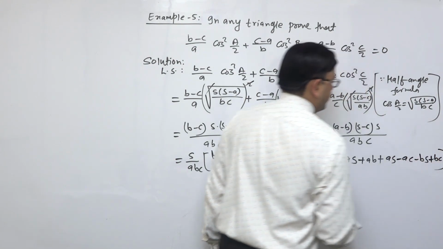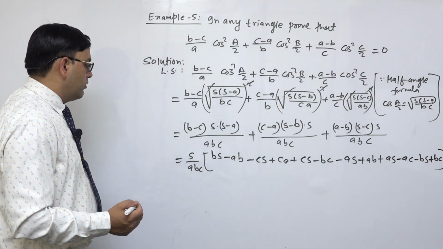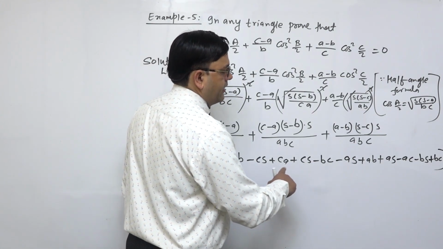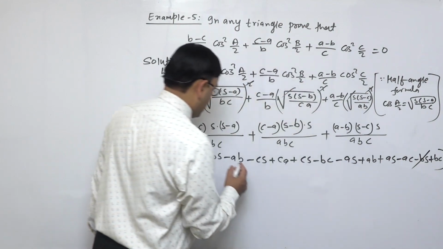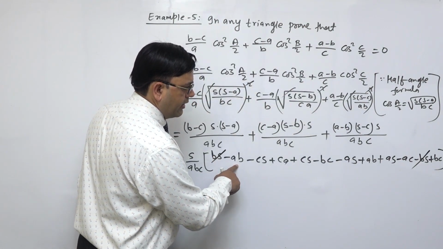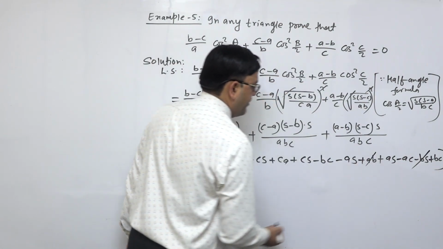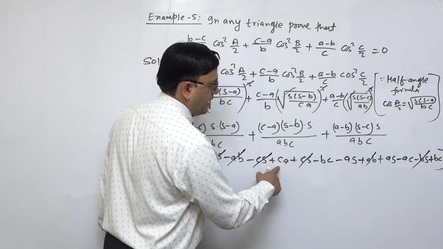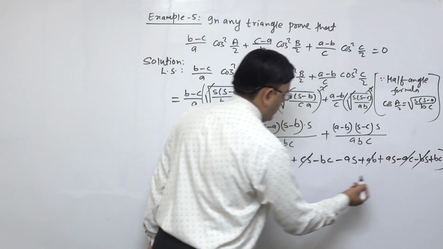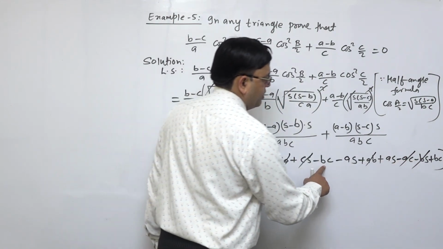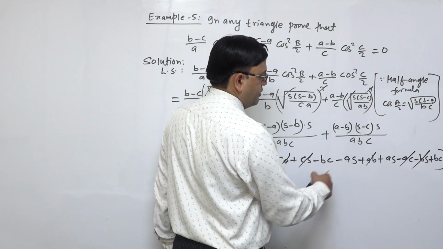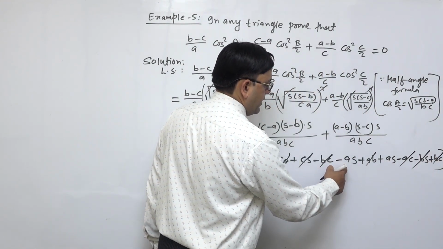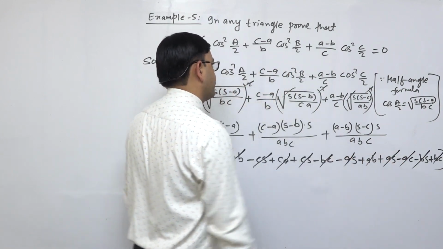Now here is bs, plus bs. Let's check here. Here is minus bs. This and this cancel, minus ab and then plus ab. We can cancel minus cs and plus cs, plus ca and minus ca or ac, and then minus bc and then plus bc also cancel, minus as and plus as.